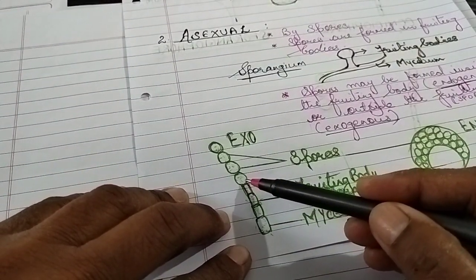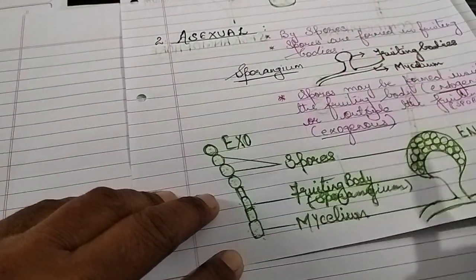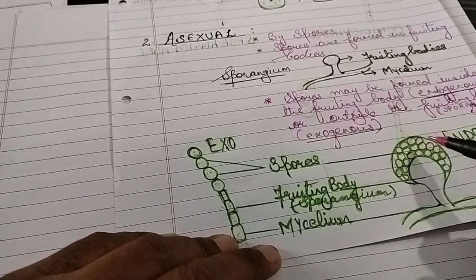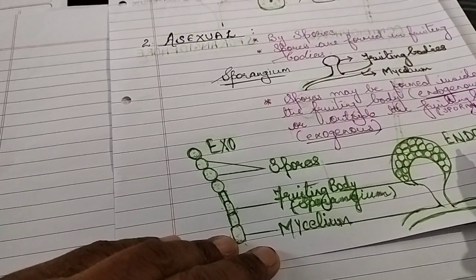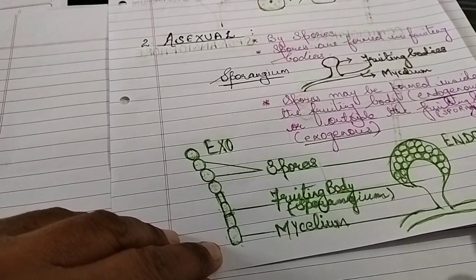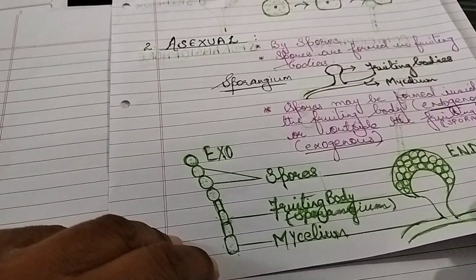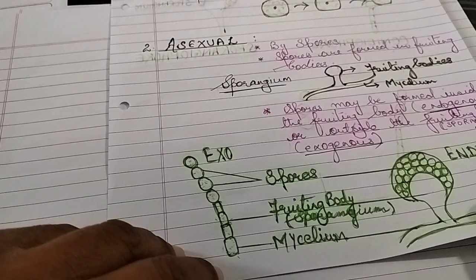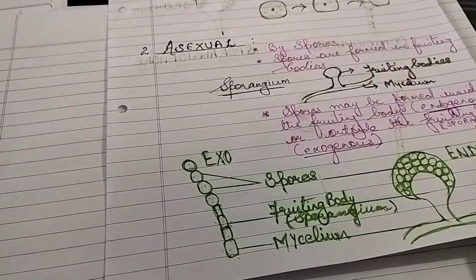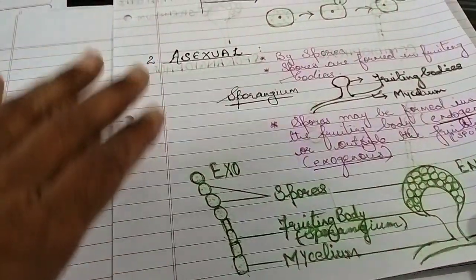Now, above the fruiting body, exogenous spores are formed. And inside the fruiting body, that is inside the sporangium, spores are formed and they are called endogenous spores. This is a common thing in asexual as well as sexual reproduction in fungi: both take place by the formation of spores. Spores are formed inside the spore bearing body called sporangium, and spores may be exogenous or endogenous. This is a common thing.